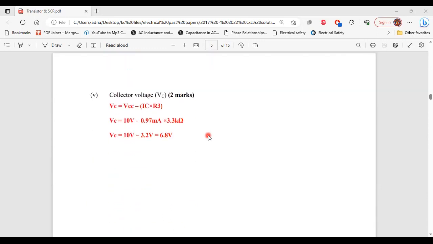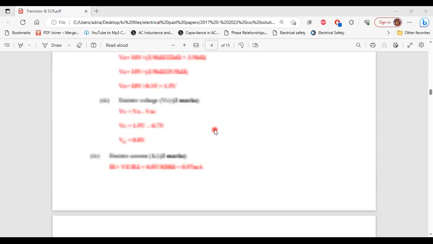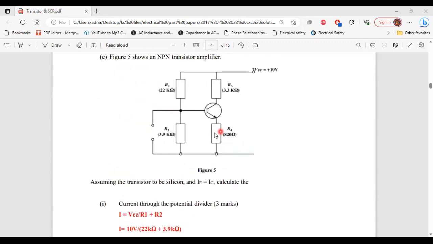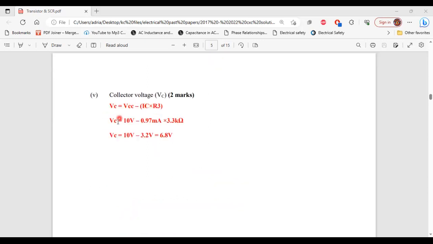For part five, it says to calculate the collector voltage. So VC, which is the collector voltage, is equal to VCC minus IC times R3. The voltage that we want to find is the voltage between this point here and this point. So VC is equal to 10 volts minus IC, which is 0.97 milliamps. As I said before, the current for IE is the same as IC, multiplied by 3.3 kilo ohm.